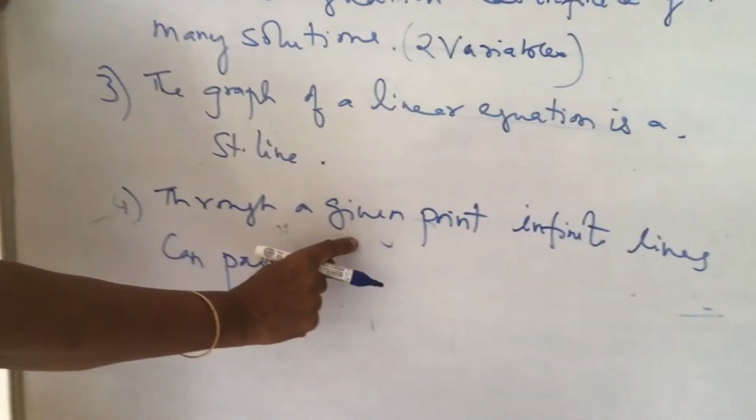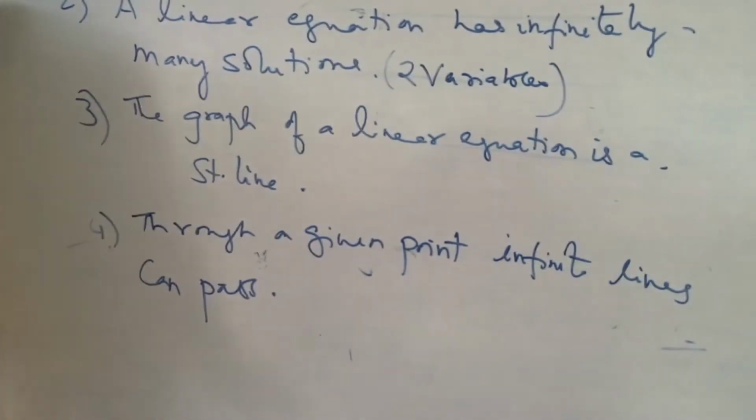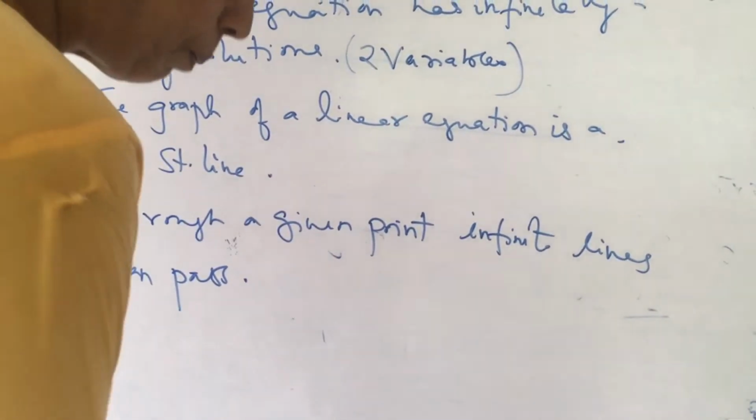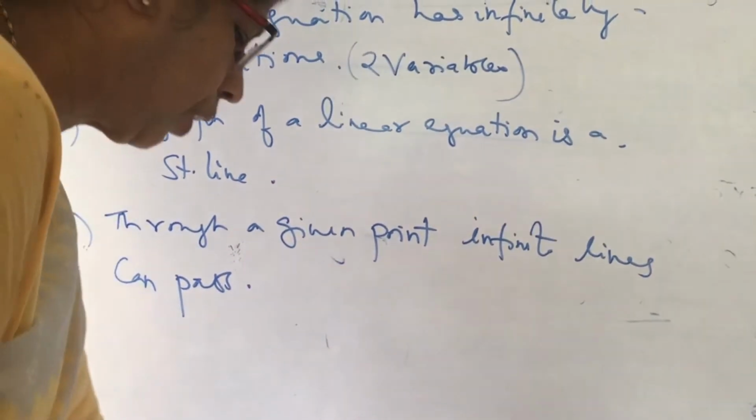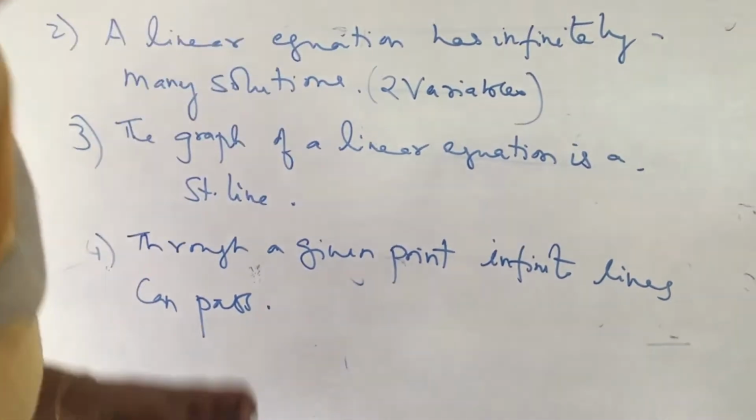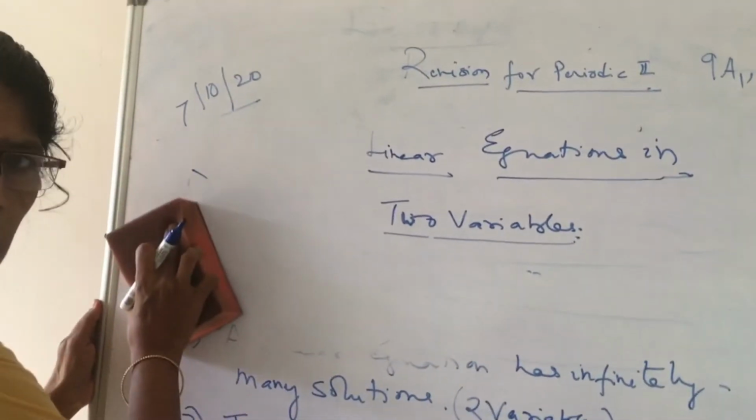Through a given point, how many lines can pass children? Infinite lines can pass through a given point. I hope you have followed children. Now coming to the problems.